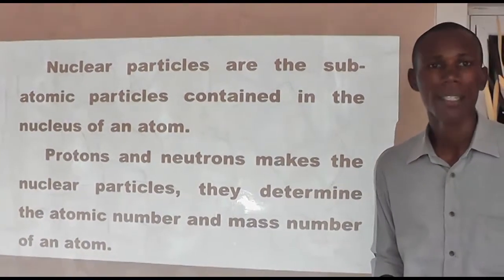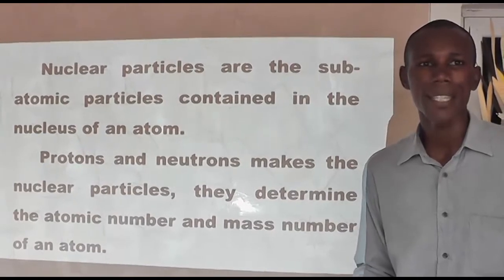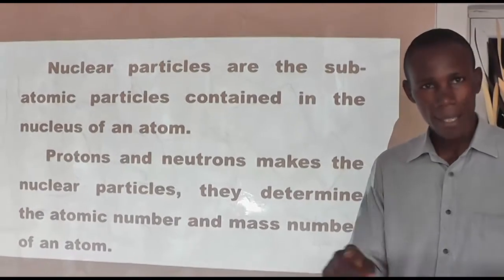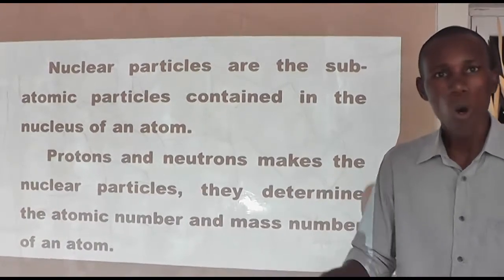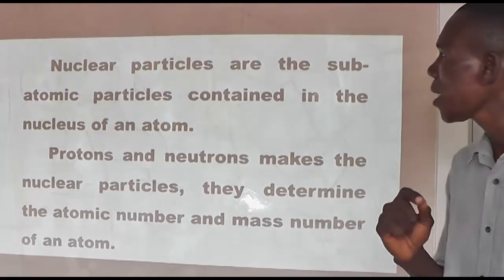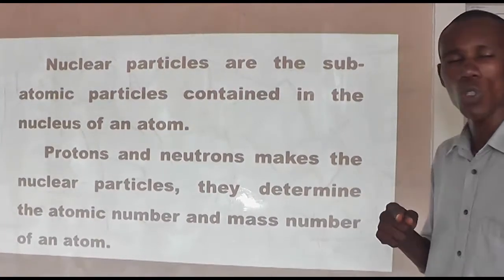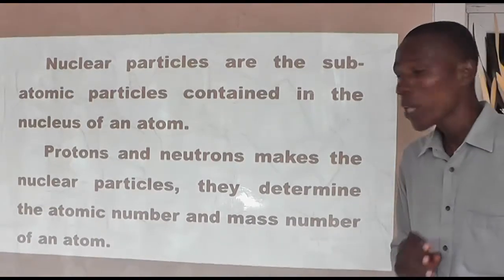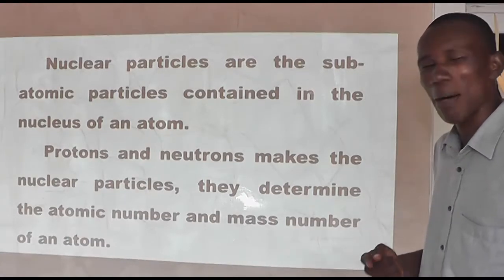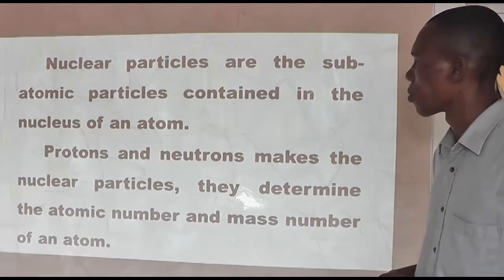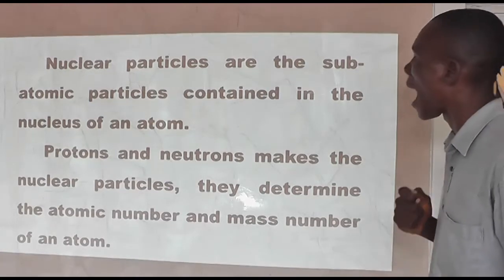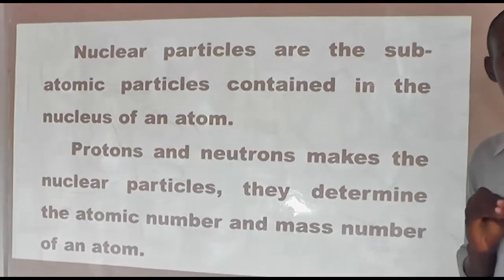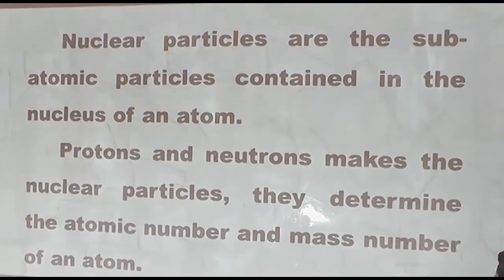Remember in our previous class, we said that an atom is divided into two parts, that is, the centrally placed nucleus and the orbitals that house the electron. Now, when we talk about the nuclear particles, we are referring to the particles that are present in the nucleus, which means the particles that can be found inside the nucleus. And these particles are the protons and the neutrons, as we have said. Protons and neutrons are referred to as nuclear particles.